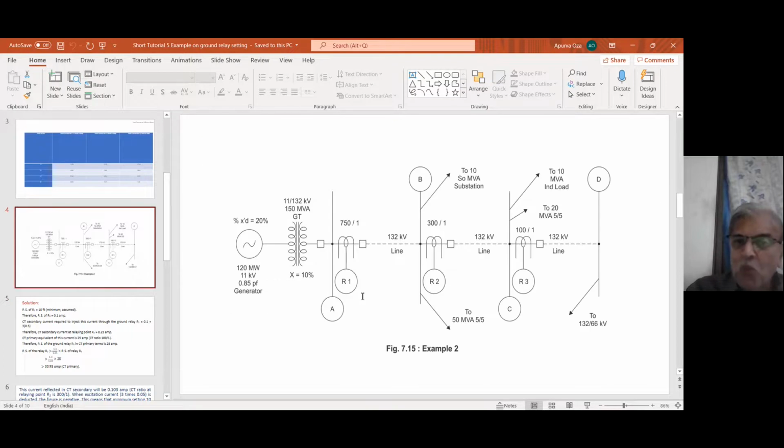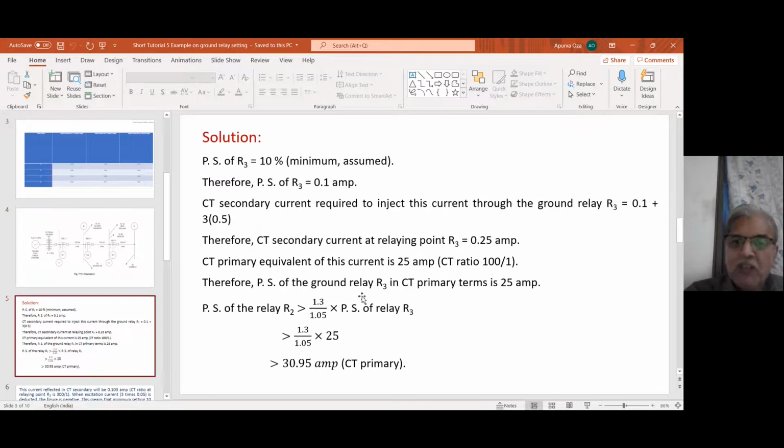Therefore, plug setting of R2. Now, R2 and R3 are related because there is no transformer. Therefore, same formula. Plug setting of R2, my dear friend, is 1.3 divided by 1.05 of plug setting of R3, because 1.05 to 1.3 is the pickup range which we have already talked about. So 1.3 divided by 1.05 of 25 gives me 30.95 for relay R2. For relay R2 I am talking.